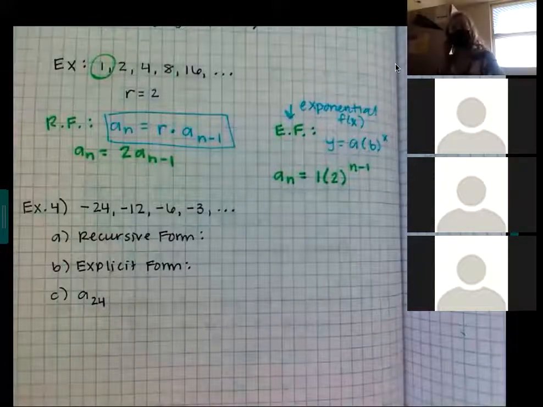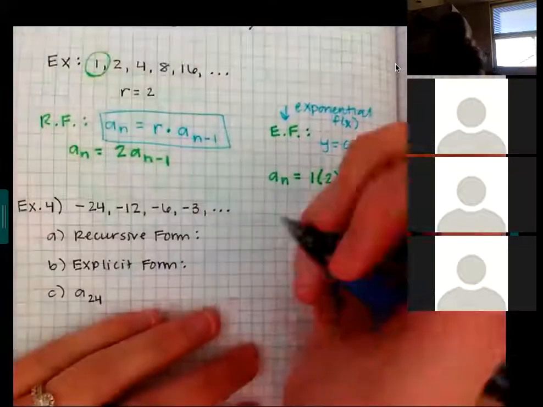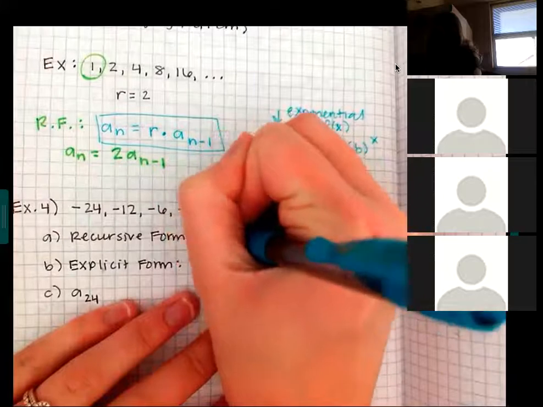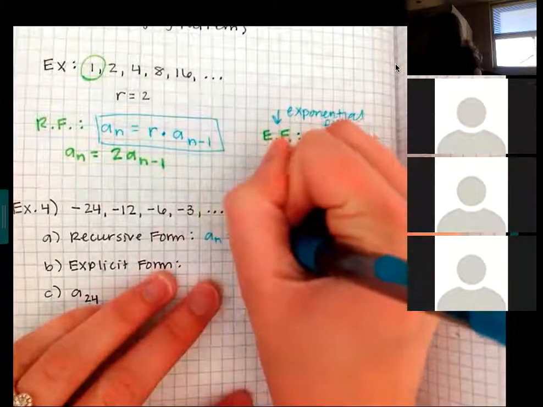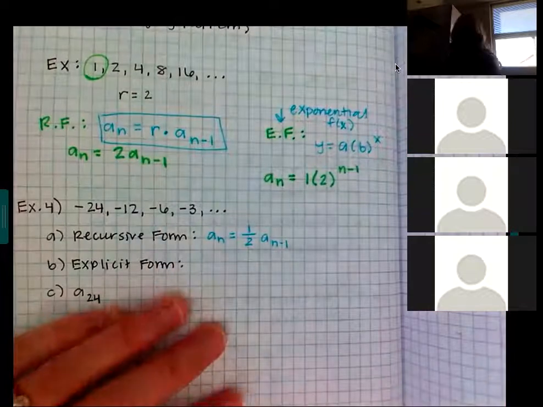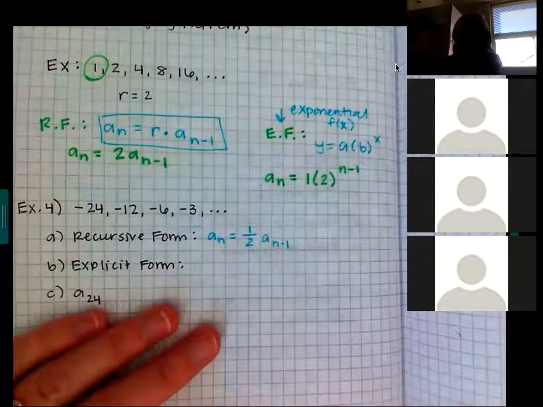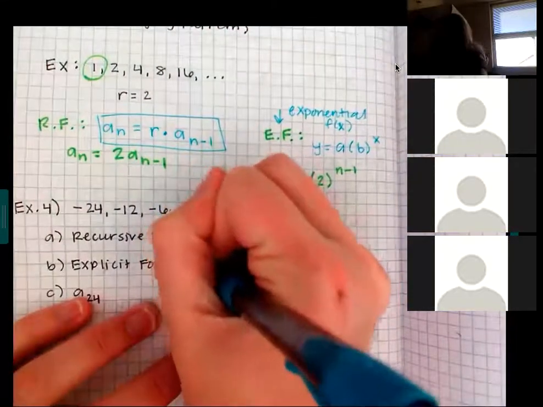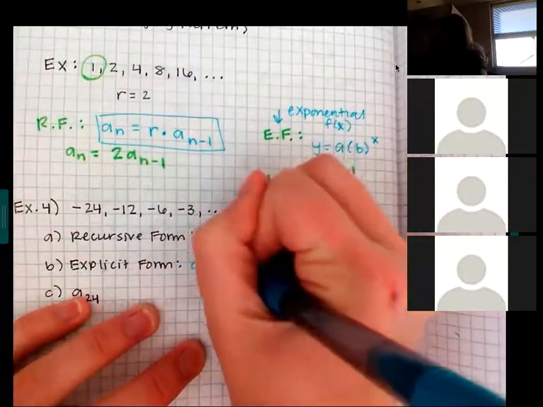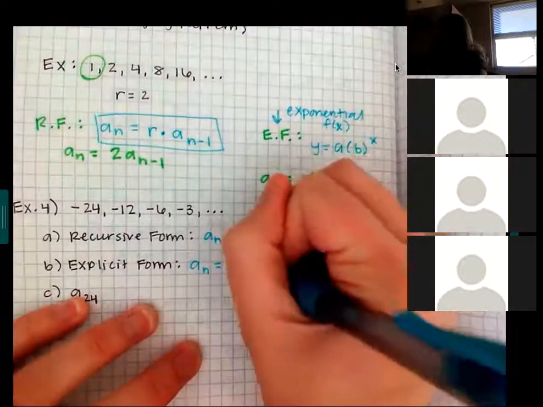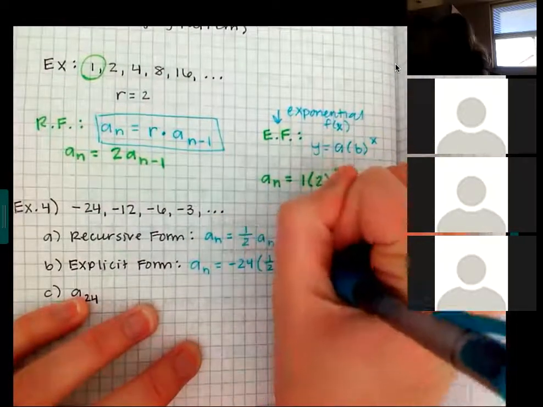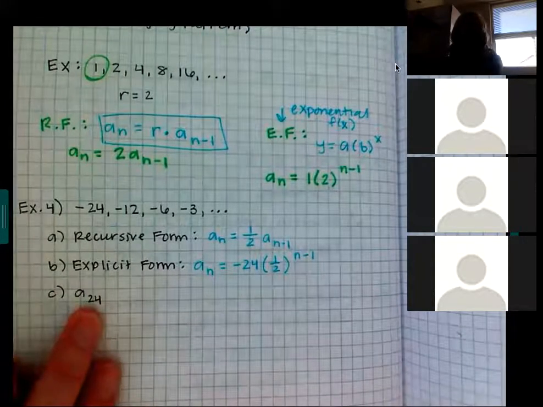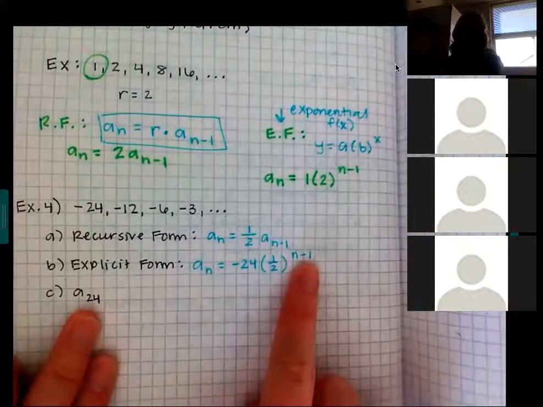All right, recursive form, what'd y'all get? Not everyone at once. So Ross said we're taking the term that comes before it and multiplying by a half. Is that what you guys got? Good. All right, explicit formula, what'd y'all write? A sub n equals what? Negative 24 times a half to the n minus 1. Perfect. So to find the 24th term, you guys put that in for n, right?